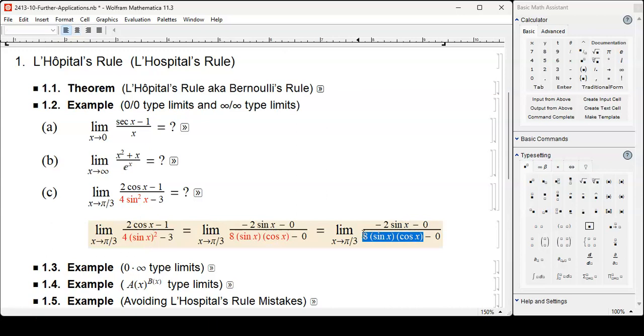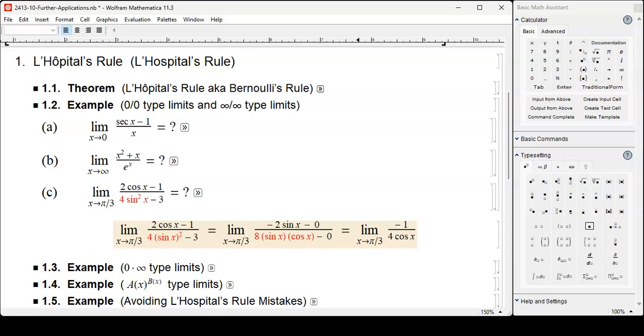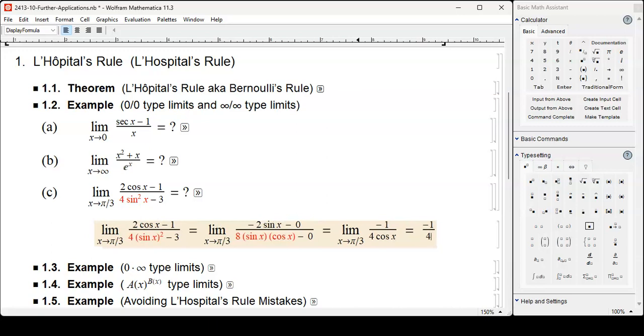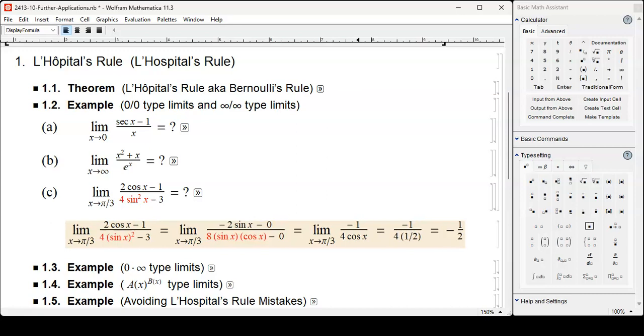And I don't need this red color anymore. Let's see, minus 0, that's unnecessary, of course. And sine of x and this sine of x will cancel each other off. And then 2 over 8, I can rewrite as 1 over 4. Okay, what is this? Negative 1 over 4, and then what is cosine of pi over 3? That's 1/2. So we get conclusion. 4 times 1/2 is just 2, so we're going to get 1/2. And don't forget the negative sign.